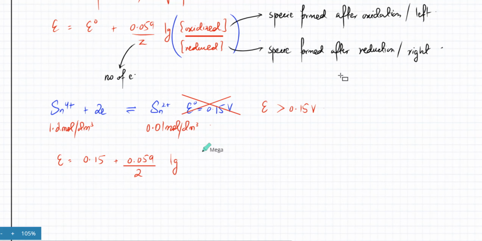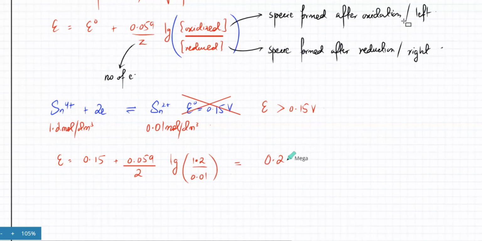Oxidized is 1.2, over 0.01. So it's basically 1.2 divided by the other one, which is 0.01, right? Can you do the calculation and do the math, and we'll get a value. Tell me that value. 0.211. So we're getting 0.21.